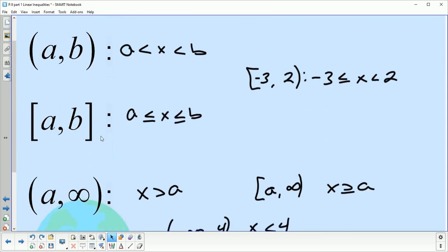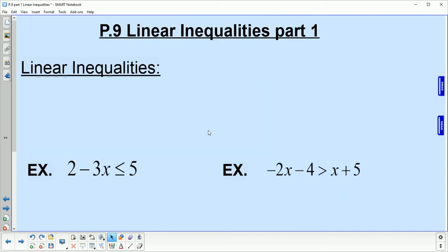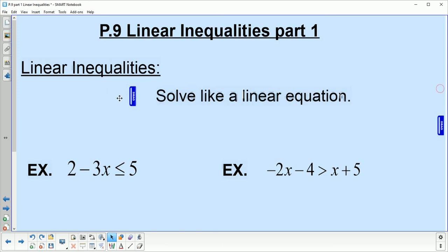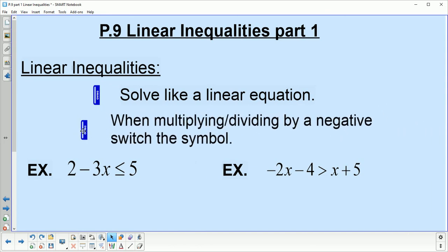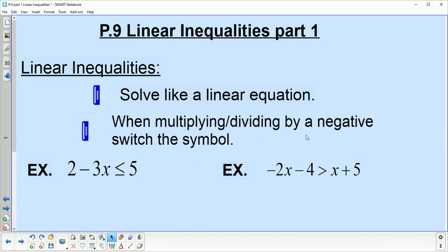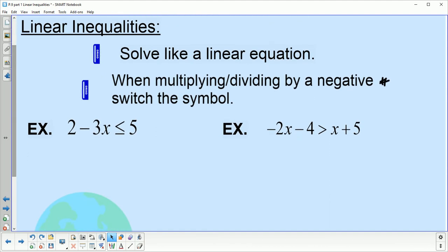You'll see that a lot in the future, so it's important that we obviously speak the same language in the class. Linear inequalities then are going to be just any inequality. We're going to solve it just like a linear equation with one exception. That one exception we need to be careful about. When we multiply or divide by a negative number, we switch the symbol. Now this is important. It's only the number that we multiply or divide by. We could have a negative on the other side and it's not a big deal as long as the number that we multiply or divide by is not negative. If it is, we switch the symbol.